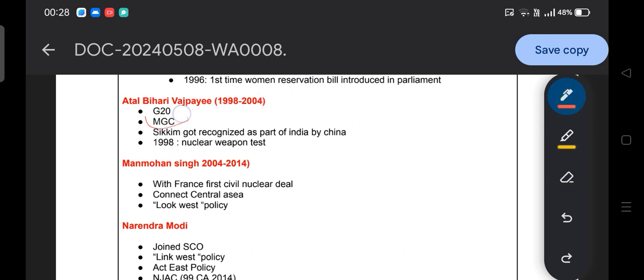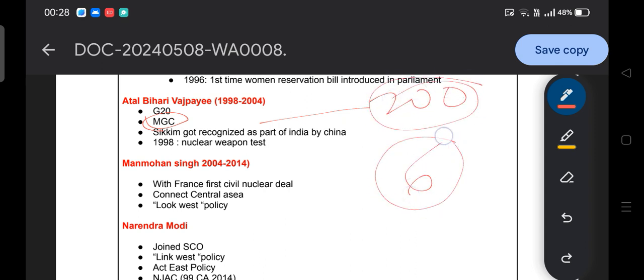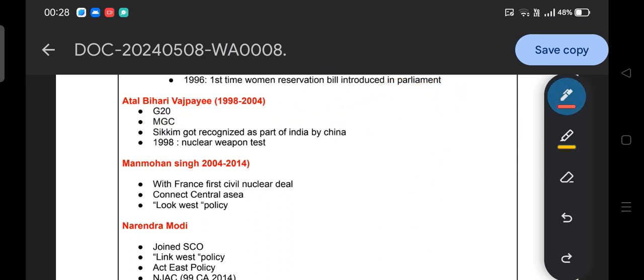Also, Mekong Ganga Cooperation was created under the Atal Bihari Vajpayee government in 2002. Mekong Ganga Cooperation has 6 members. Although this is not mentioned in our syllabus, they can ask, because the examiner is now quite interested in asking this kind of question. Then Sikkim got recognized as a part of India by China. In 2003, Sikkim was recognized by China. So it is also part of the Atal Bihari Vajpayee prime ministership.